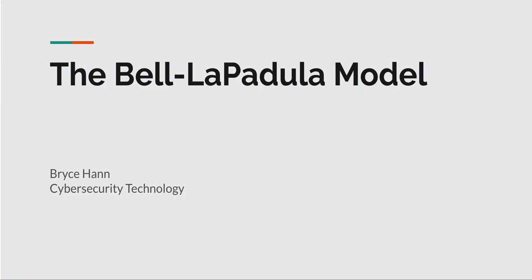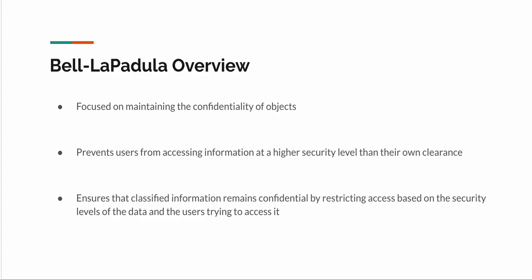We're going to be talking about the Bell-LaPadula model. Just to get into a brief overview, the Bell-LaPadula model is a formal security model that we use to control access to classified information within computer systems. And essentially, the main theme of the Bell-LaPadula model is that we're focused on maintaining the confidentiality of objects. And objects in this case really just refers to things like files, data, documents, etc.